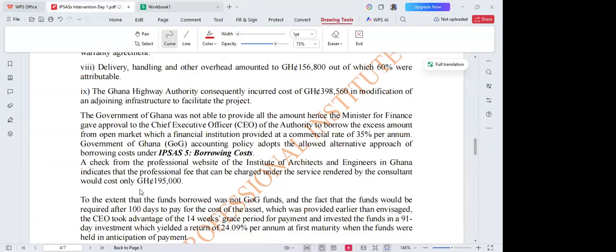IX. The Ghana Highway Authority consequently incurred cost of 398,560 in modification of an adjoining infrastructure to facilitate the project. The government of Ghana was not able to provide all the amount, hence, the Ministry of Finance gave approval to the Chief Executive Officer of the authority to borrow the excess amount from open markets, which a financial institution provided at a commercial rate of 35,000 per annum.